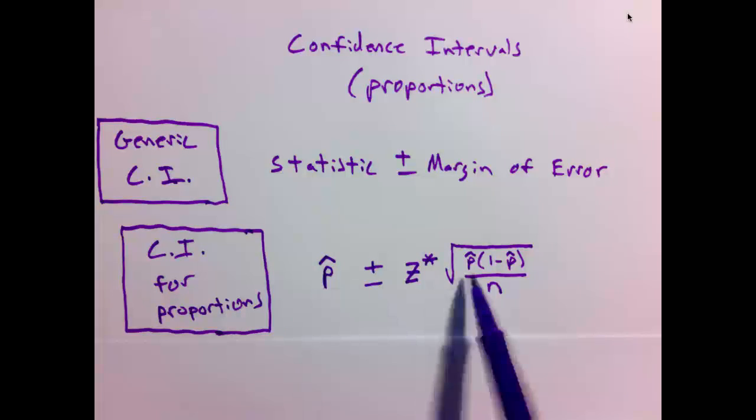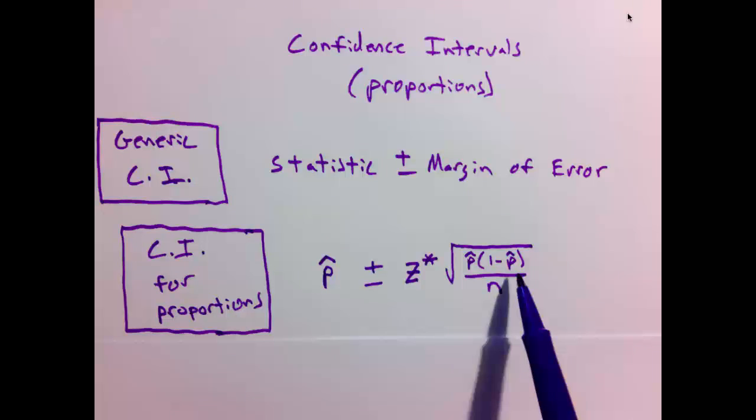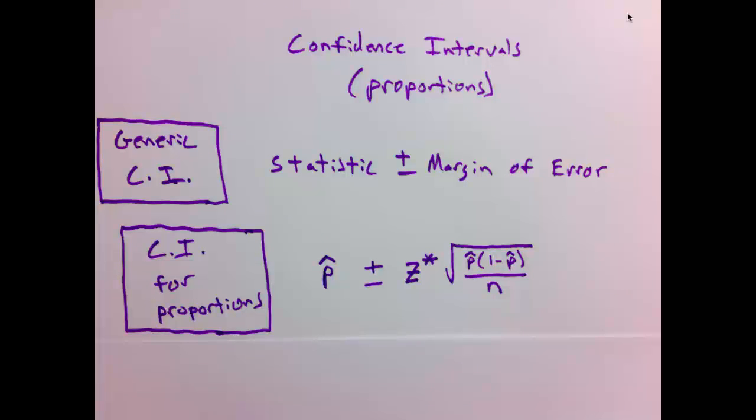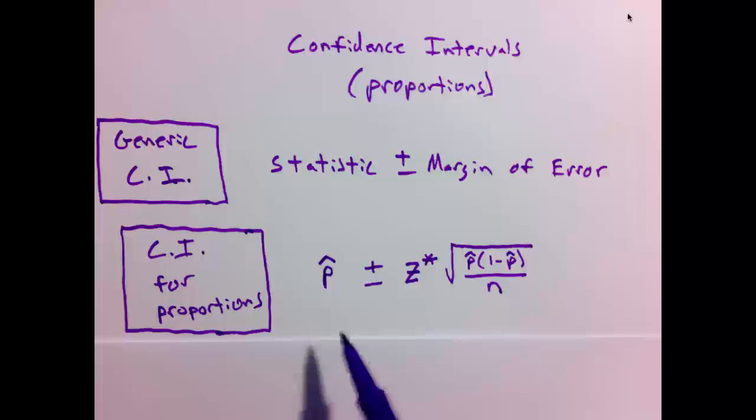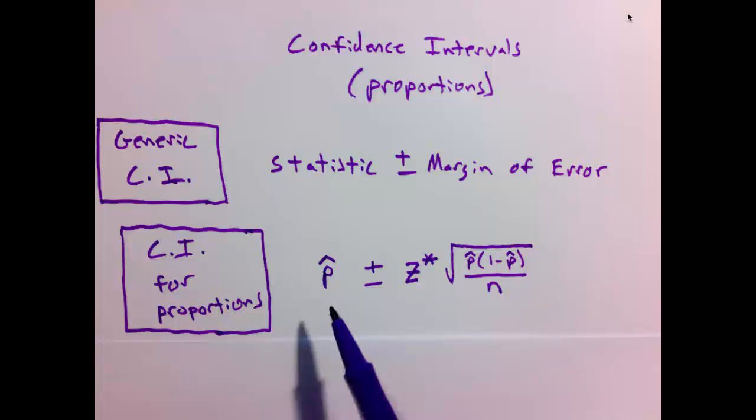This p hat is a sample proportion. It's just some number we've gotten. In the introductory video, he talked about tacos. Maybe 10 out of 25 people that you surveyed like tacos. In our area, 25 out of 25 people like tacos. But in the case of p hat, it's just some sample proportion.